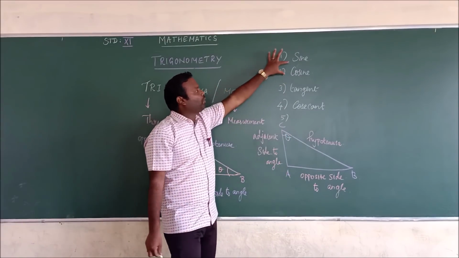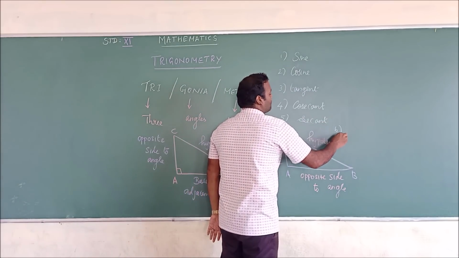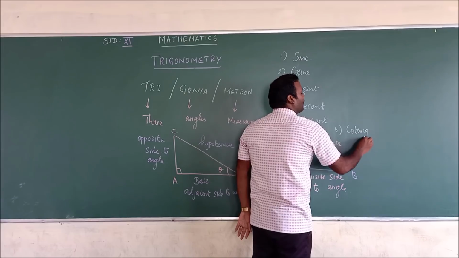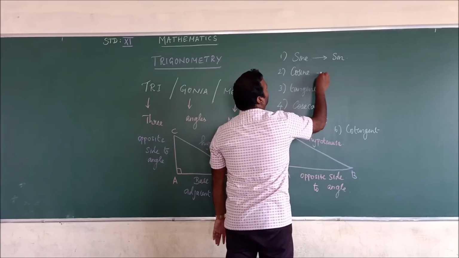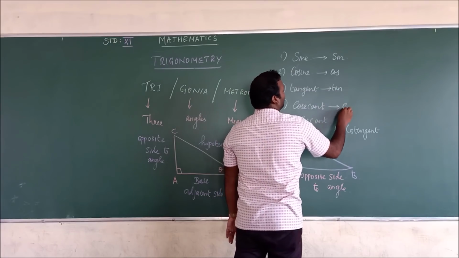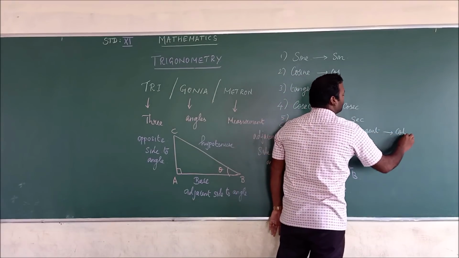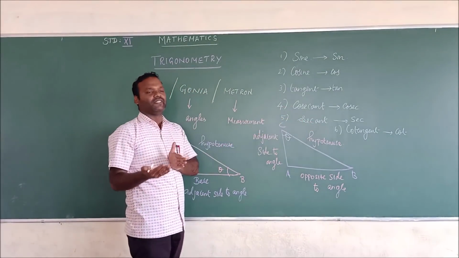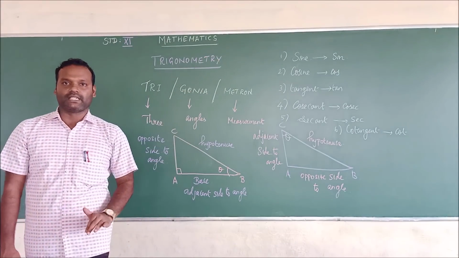Next, the reciprocal for cosine is secant. And the last one, the reciprocal for tangent is cotangent. In short, we can say sine theta, cos theta, tan theta, cosecant theta, secant theta, and cot theta. But you have to make the expansion for these. Now we are going to see the relation between the sides and these 6 trigonometric ratios.